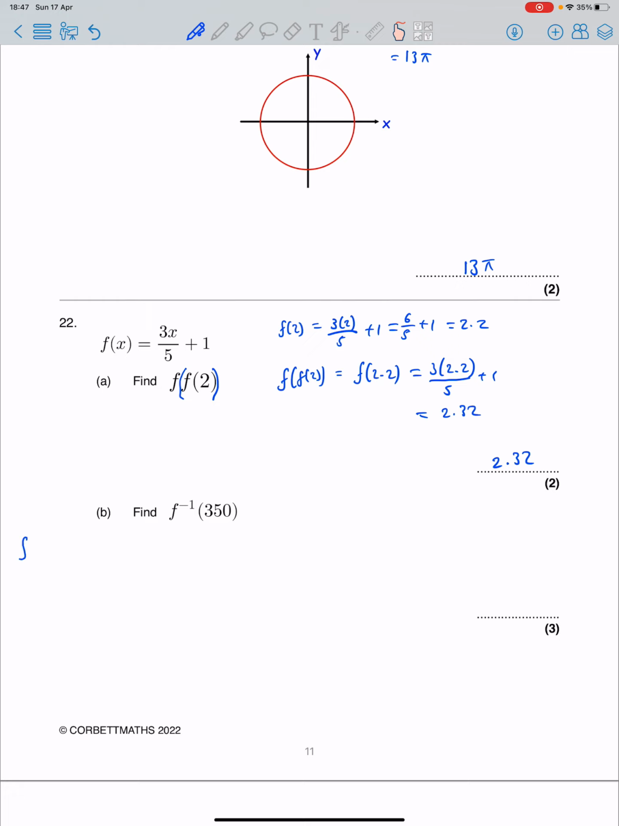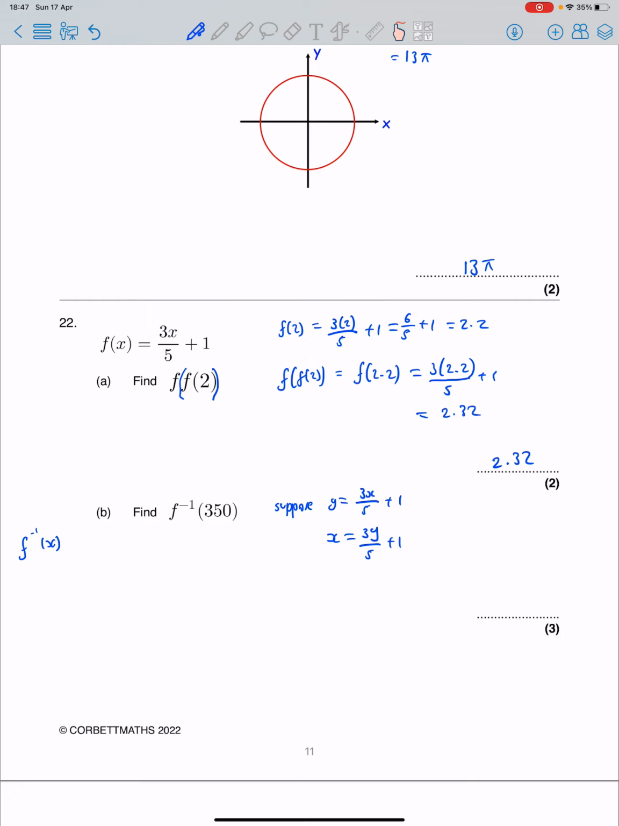So first of all, we want to determine f minus 1 of x. So what we're going to do is suppose y equals 3x over 5 plus 1. Now, the inverse function is simply swapping x for y and swapping y for x. So I have here x is equal to 3y over 5 plus 1. x and y have switched places. And now my goal is to make y the subject.